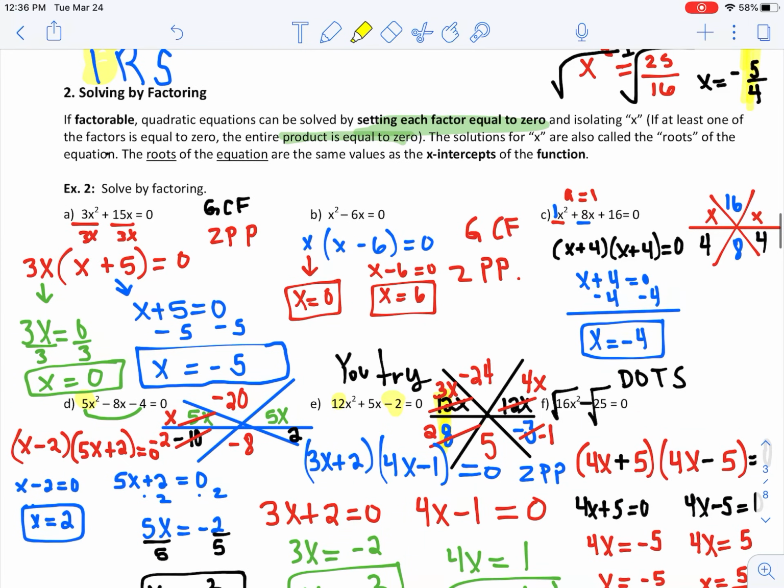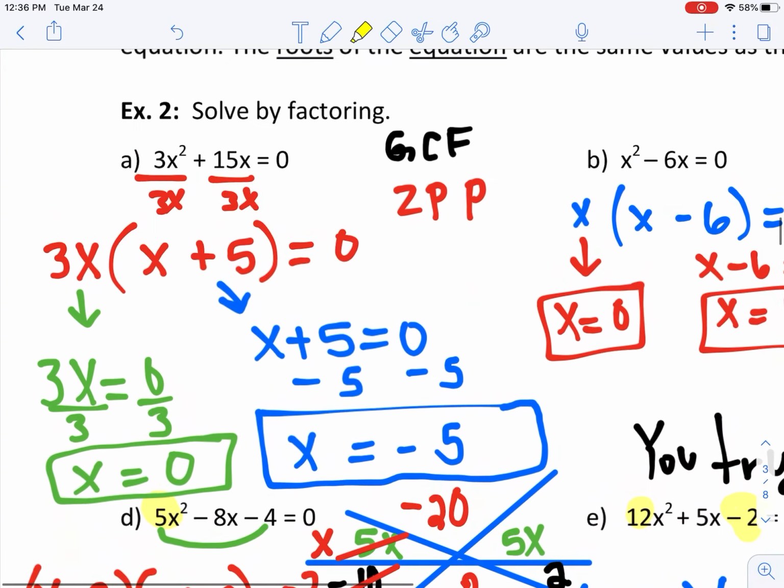Now, these next examples are what we did a few weeks ago, solving by factoring and using the zero product property to find the roots, equations, solutions, and x-intercepts. They all mean the same thing. The solutions for x are also called the roots of the equation. So in these examples, we solved by factoring.